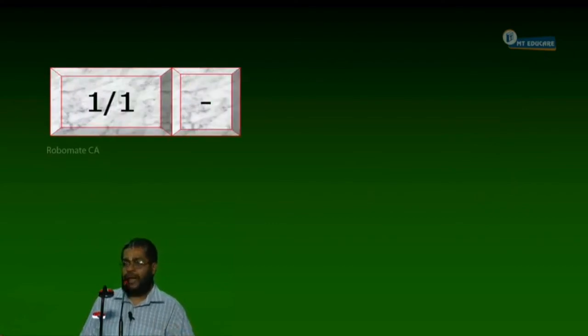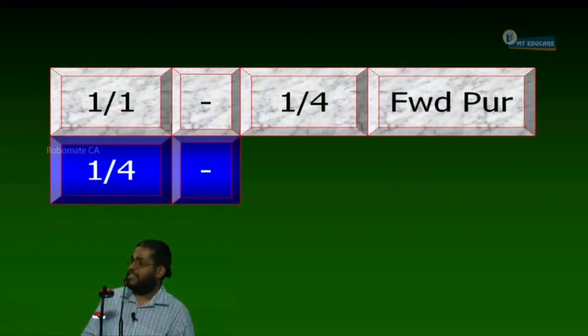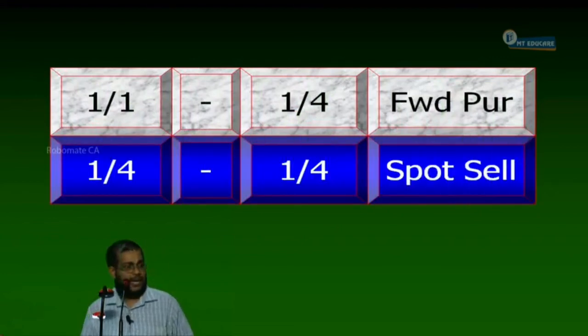On 1st January, I went to the bank for a forward purchase on 1st April. I want to cancel on 1st April. How to cancel on 1st April a forward purchase? Spot sell. Right or not?